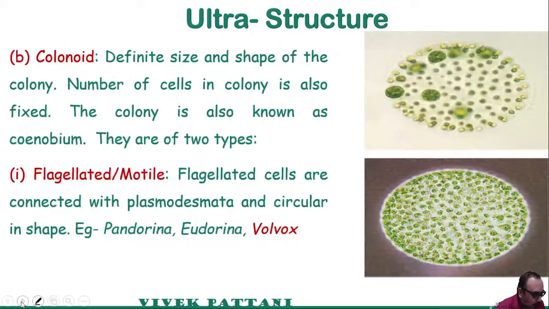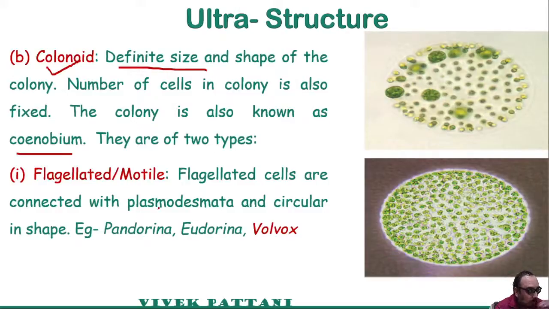Now moving further with the next type, which is the colonoid type. What are the characters of the colonoid type of structure? They have a definite size and shape, meaning the size and the shape of the colony are fixed. Even the number of cells in the colony is fixed. The colony is also known as a coenobium.